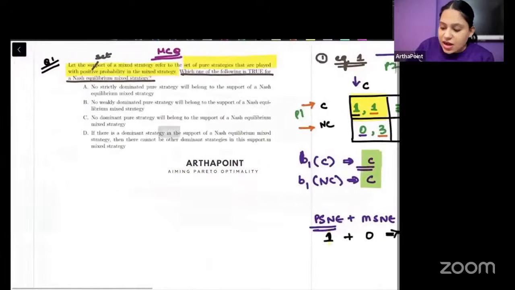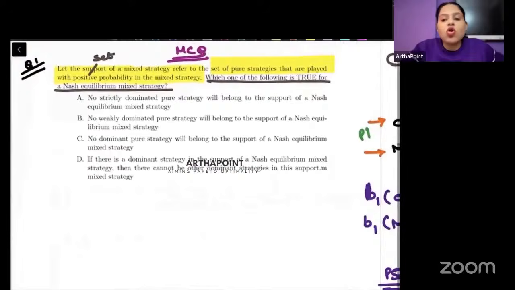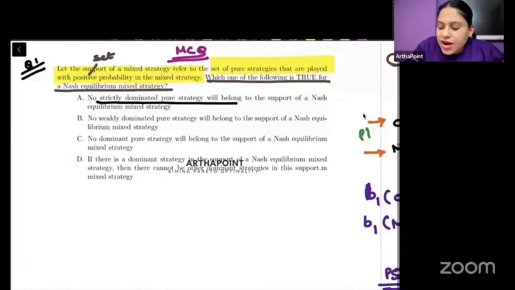So it means that now if I look into these options, try to understand these options, what can we say about them? It says no strictly dominated pure strategy will belong to the support of a Nash equilibrium mixed strategy.